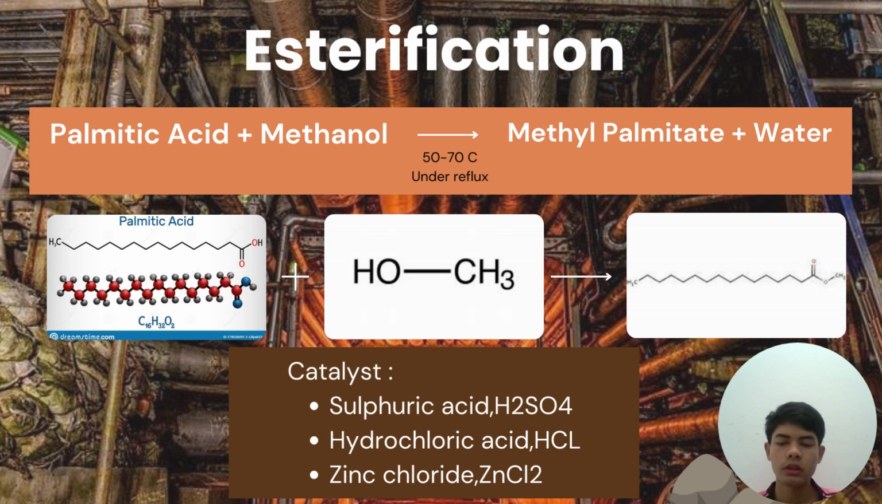The carbocation intermediate formed in the previous step undergoes an elimination reaction where a molecule of water will be eliminated. So the product formed will be the ester, or in this reaction, methyl palmitate will be produced.